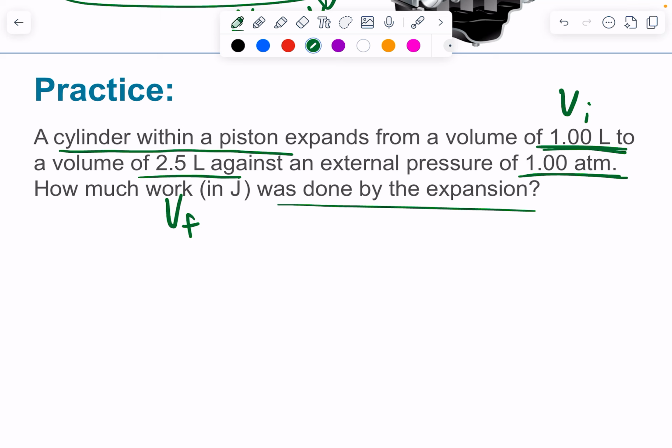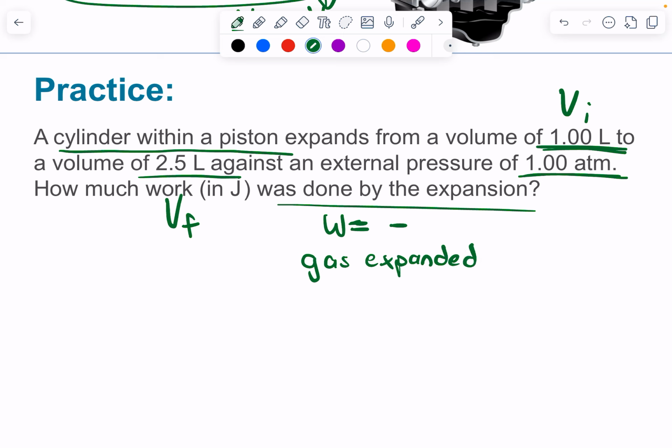They actually already told us that the work was being done. We already know that work should come out to be negative. How? Because number one, they say how much work was done, meaning the system did the work. So if the system did the work, that means work should be negative. It's going out of the system into the surroundings. It's pushing onto the surroundings. The other way we know this is that the gas expanded.